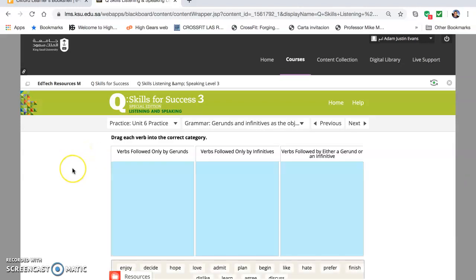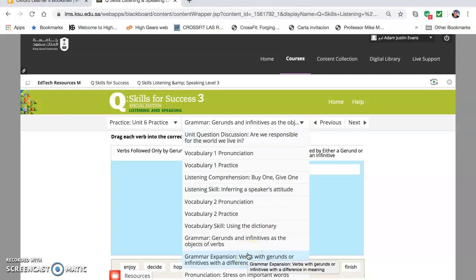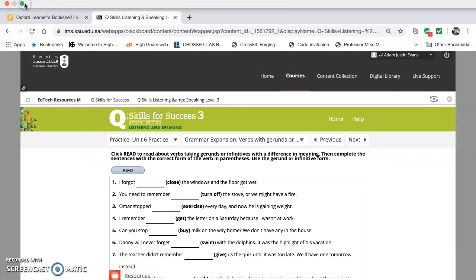This is quite simple. Here you have some verbs. You have to put them: are they followed only by gerunds, only by infinitives, or either a gerund or infinitive, so both? So let's have a look. Love. If you think love is followed by both, then you put it there. And you can check your answers afterwards. When you finish that, I would like you to do the grammar extension, which is this exercise here. Okay. But before we do that, we need to look at something that's quite important.